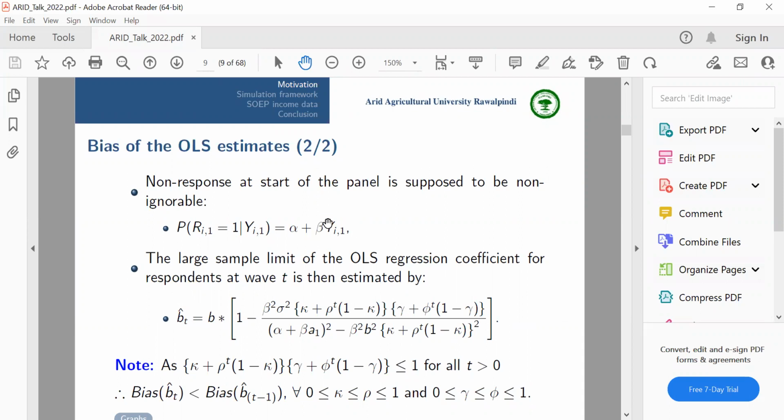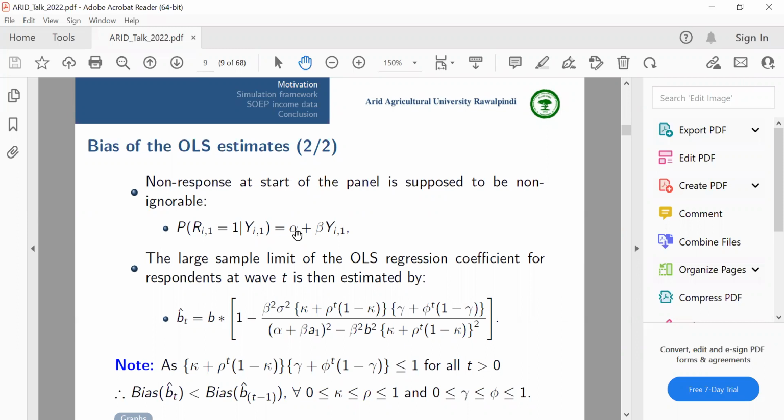yi1 is the response variable at the start of the survey, and alpha and beta are the non-response parameters. The response of the person depends on alpha, beta, and the variable of interest yi1. In this model, if beta is equal to 0, the response will be equal to alpha, and in that case we will not expect any bias.